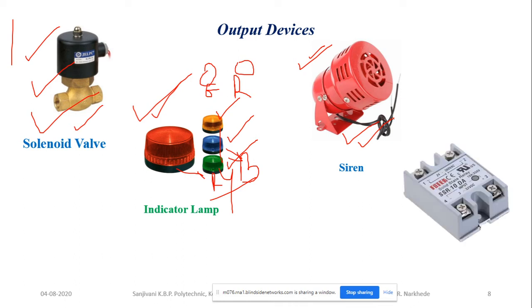Then you are going to use the solid state relay. Solid state relays are also commonly used nowadays. Whatever relay we have discussed in the earlier slide is the electromechanical relay, and the electromechanical relay has certain disadvantages. One disadvantage is that over a period of time, because of aging, the electromechanical relay does not operate properly, and sometimes it will make a chattering sound.